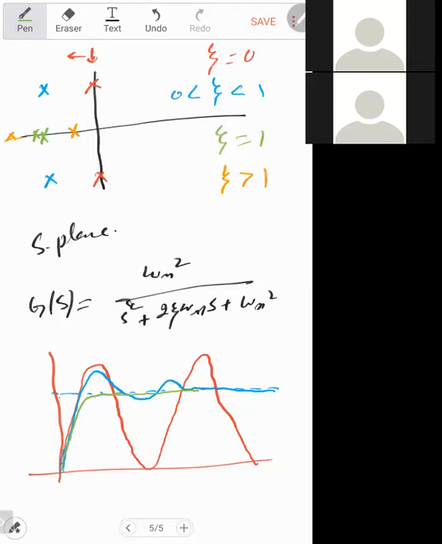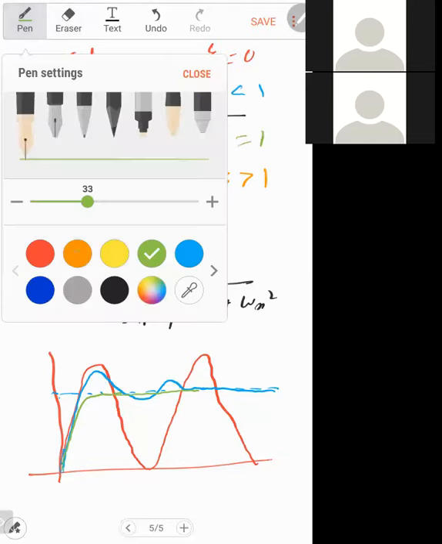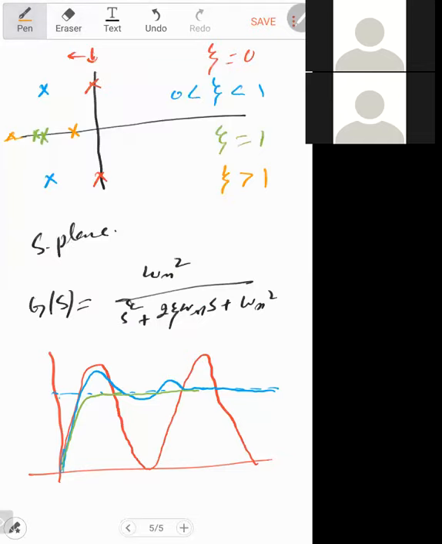Finally, the fourth one is called the over damped case, when zeta is greater than 1. So when zeta is greater than 1, it is called the over damped case. So we see that in this case there is no overshoot, but the rise time will take more time. The system delay is more in this case, because this is the over damped case.